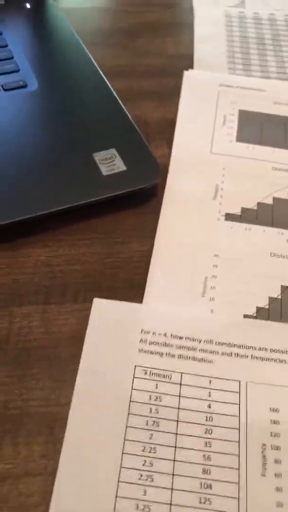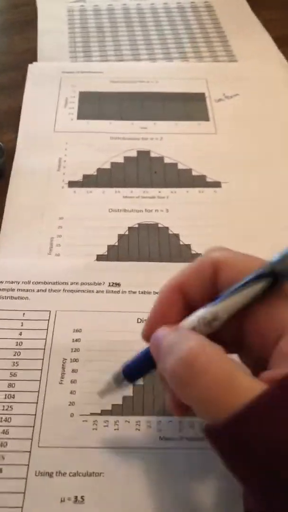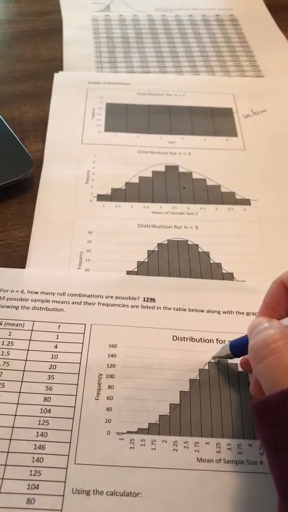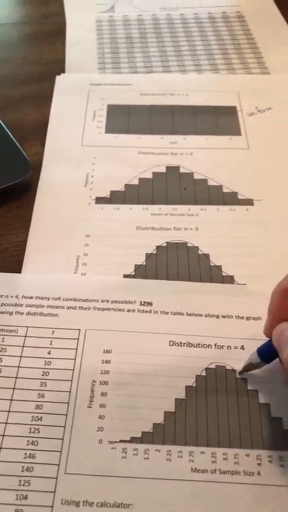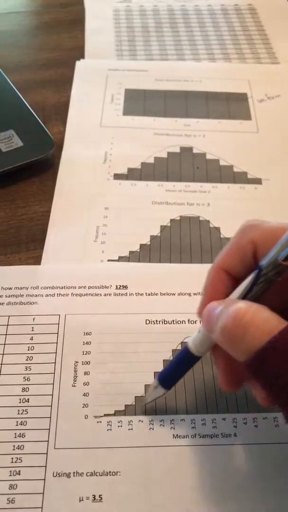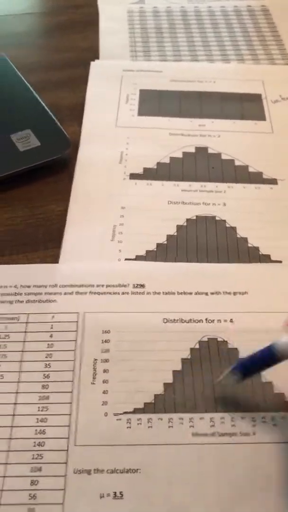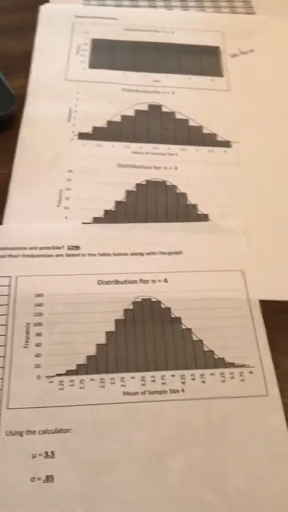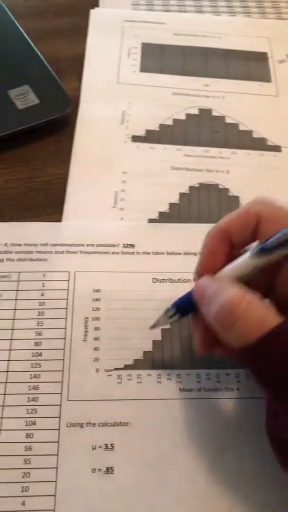For n equals 4, I wish I could draw better, but it's even more normal. And if you went up to n equals 5, n equals 6, if you keep going up and up on n's, you would keep getting a more and more normal curve, getting closer and closer to what looks like the standard normal curve.